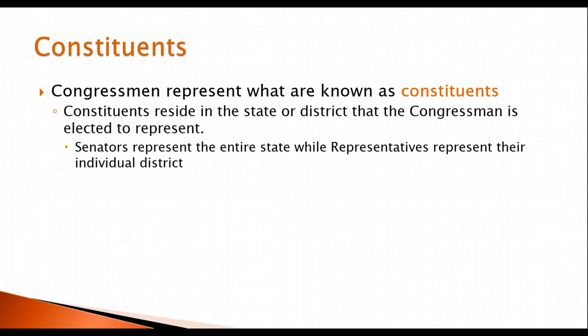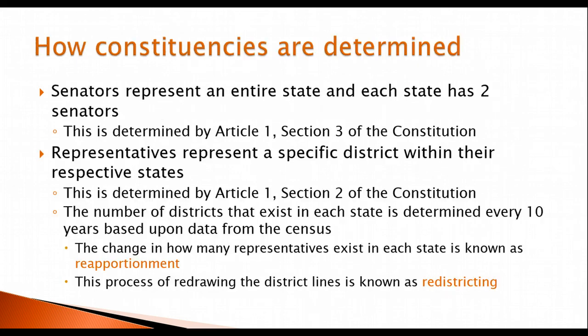Alright, and we've talked about senators briefly in the last unit, and we'll look at it a lot during this unit: there are 2 senators for each state, regardless of the population of that state. And they're going to represent the entire state. How constituencies are determined. So like we just said, senators represent an entire state, and each state has 2 senators regardless of population. This is determined by Article 1, Section 3 of the Constitution. Representatives represent a specific district within their respective states. This is determined by Article 1, Section 2 of the Constitution.